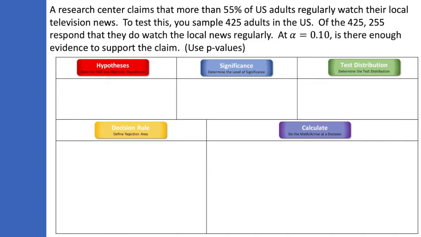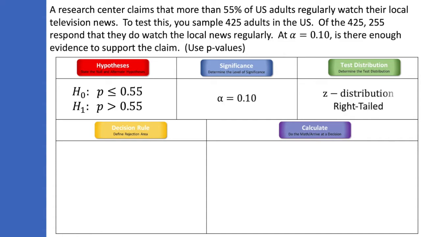Using p-values. So our null is that the proportion is less than or equal to 55%. And our alternate hypothesis is that the proportion is more than 55%. Significance level of 0.10, it's a right-tailed test in the z-distribution. Because we're using p-values, our decision rule is now going to be, if p is less than 0.10, we'll reject the null. If p is greater than or equal to 0.10, we'll fail to reject the null. And now we calculate.